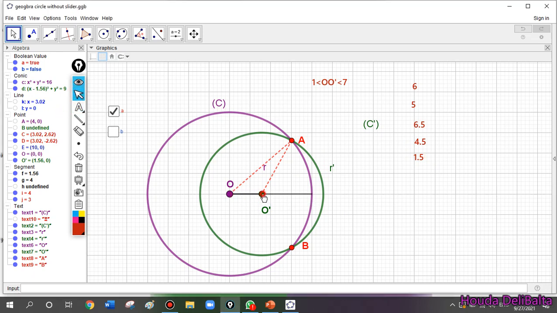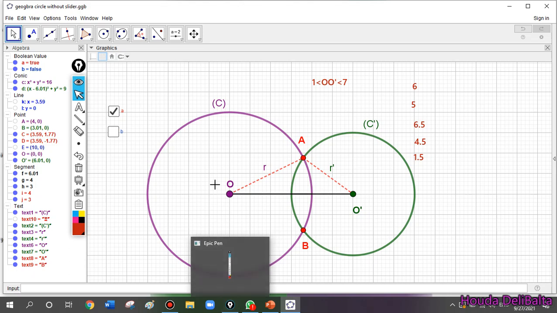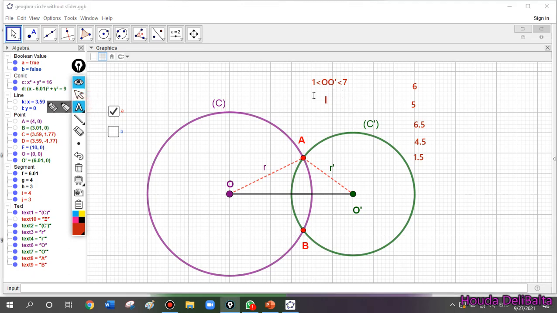So, dear students, every time we make intersecting circles, the distance between the centers is bounded between 1 and 7. What are 1 and 7? 1 is 4 minus 3, and 7 is 4 plus 3. Why am I talking about 4 and 3?